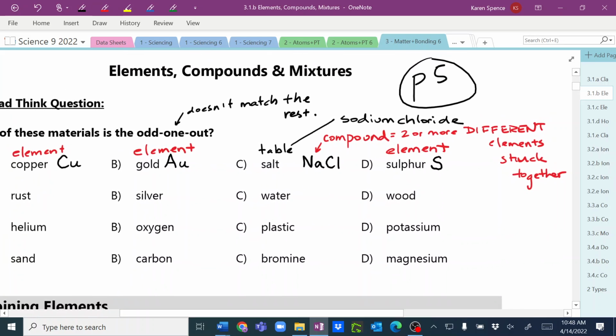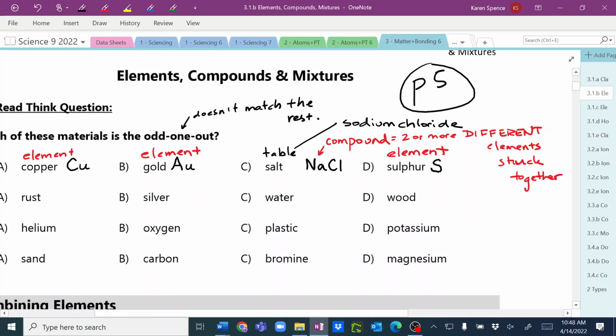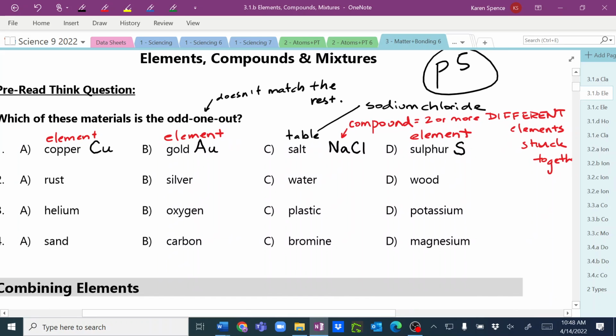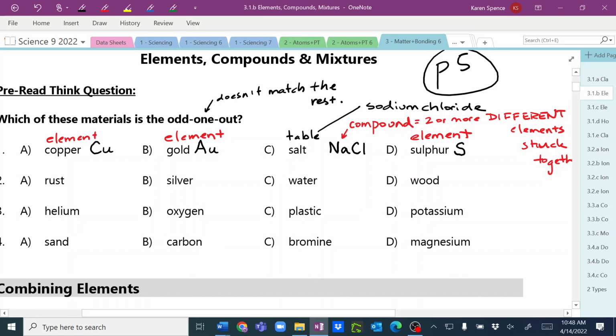Okay, in our second group, we have rust, silver, water, and wood. You are going to vote for me which one is the odd one out. In 5, 4, oh, do you want to remember again?